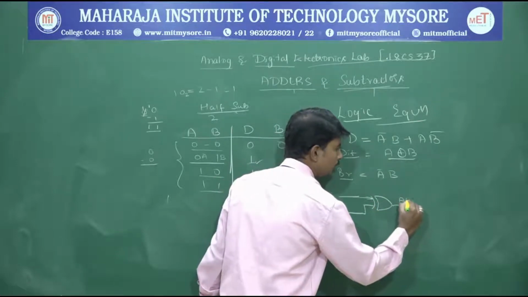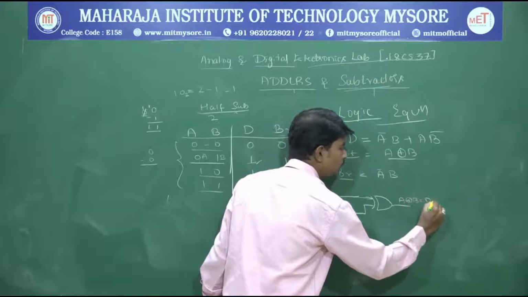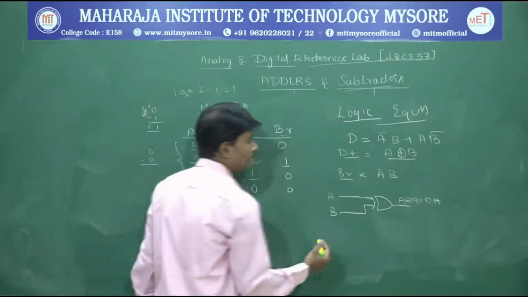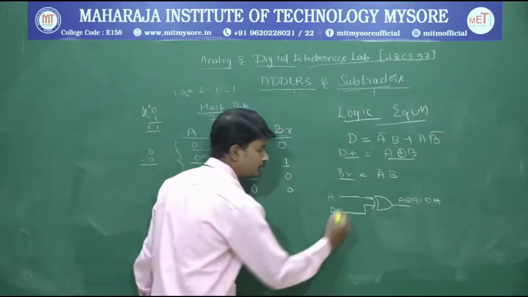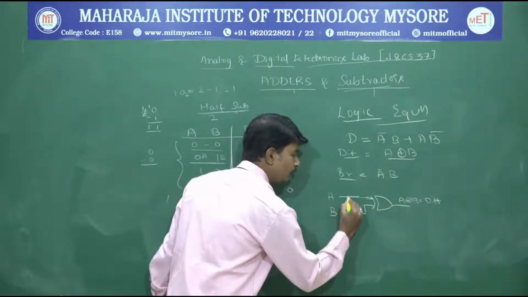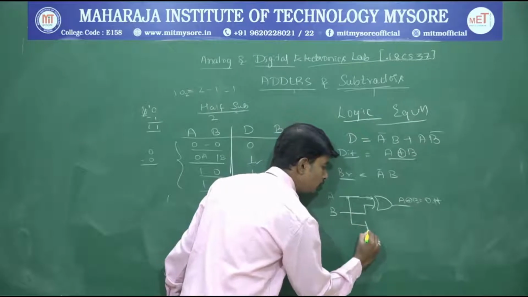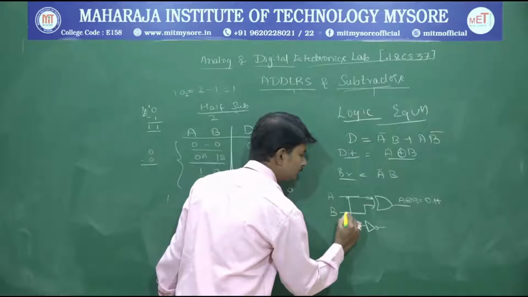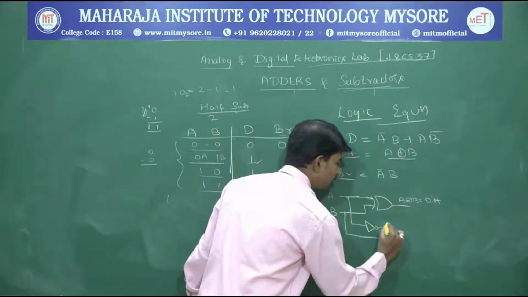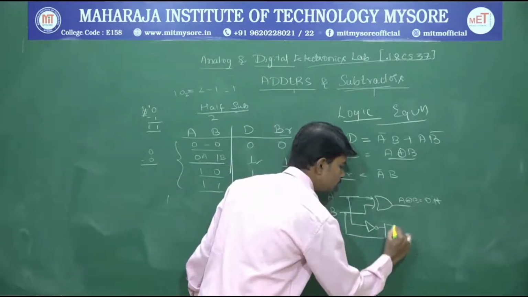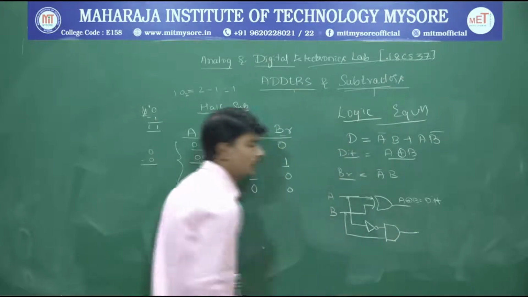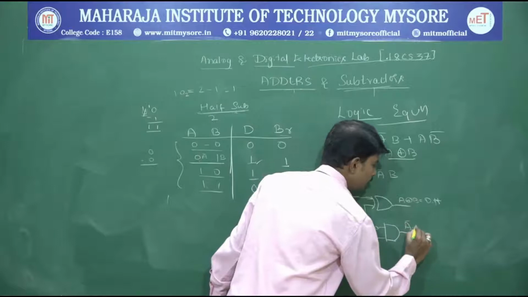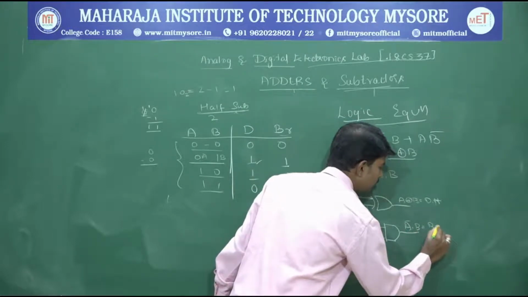I'll end up with A XOR B, which is nothing but a difference. Now for a borrow operation, I need to complement the A variable, so I'll put a NOT gate over here, and then I'll take B, and both of them will be ANDed, and I'm going to end up with A bar B, which is nothing but a borrow.